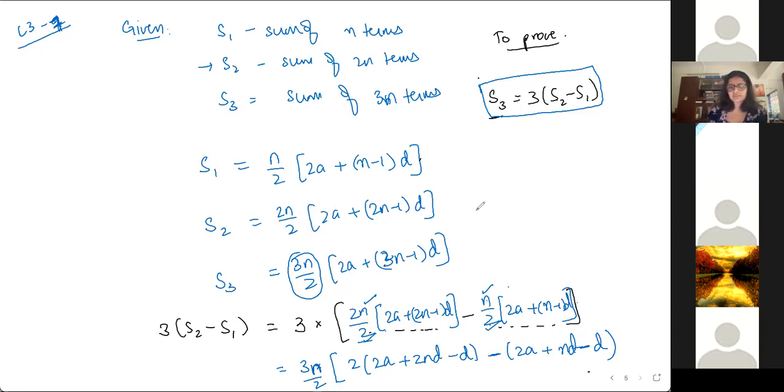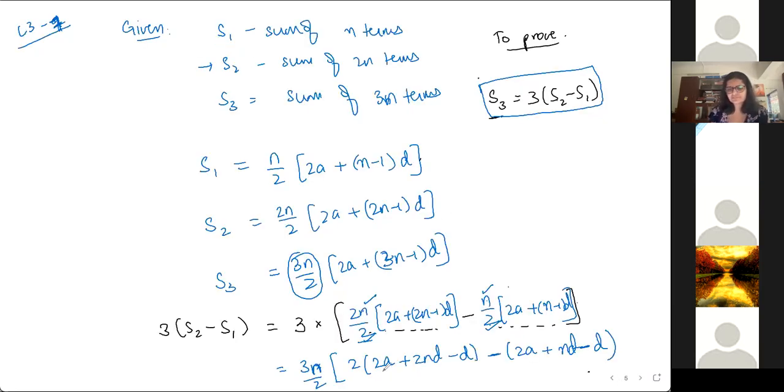Okay. Then, oh okay, there you go. So you just simplify all of this. This will become 4a plus 4nd minus 2d. So 4a minus 2a left with 2a. Then 4nd minus nd will be 3nd and minus 2d plus d. So just do the addition subtraction. Finally, you should be left with this particular equation. 3n by 2 aa gaya, which means you need to get 2a plus (3n minus 1) into d.